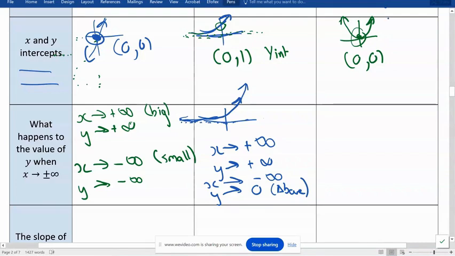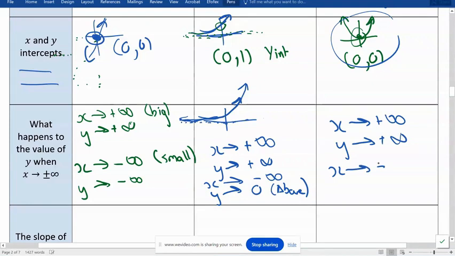All right, the last graph, we can see it up here. As x gets big, it's a bit like the exponential one. Y is going to get big as well. This is where it's a bit different though. As x gets very small, look what y is doing. It's actually going up. So as x gets really small, y gets really big.